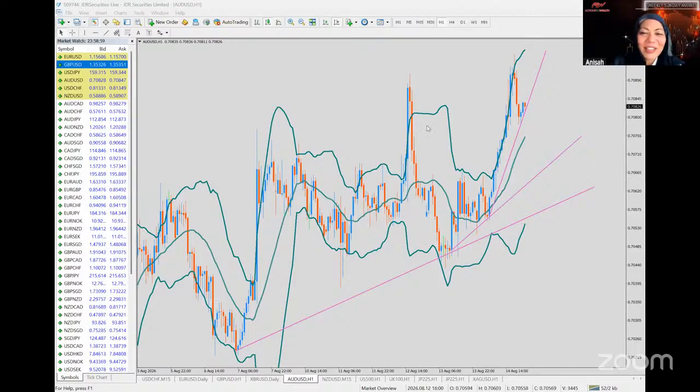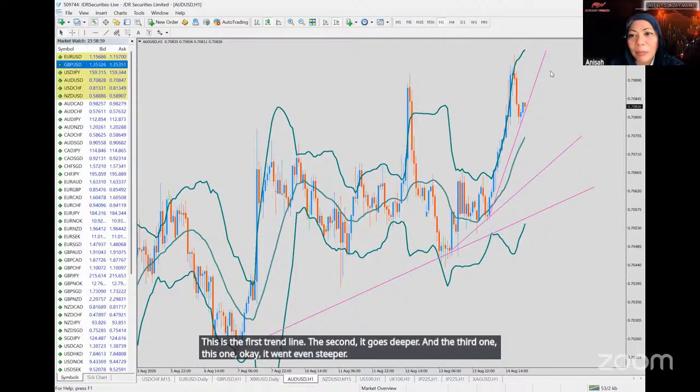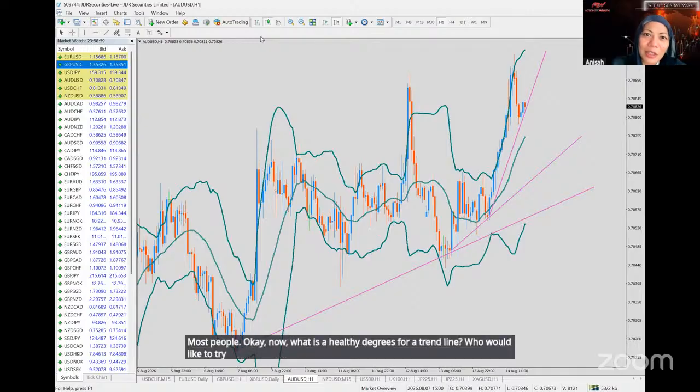Okay, so here it is. Again, let me repeat the question. You can see my chart now. This is the first trend line. The second goes steeper. And the third one went even steeper. Now what is the healthy degree for a trend line? Who would like to try? Type in the chat box.